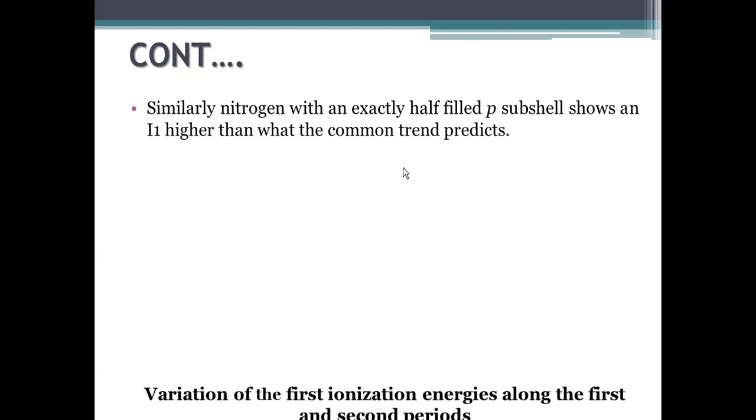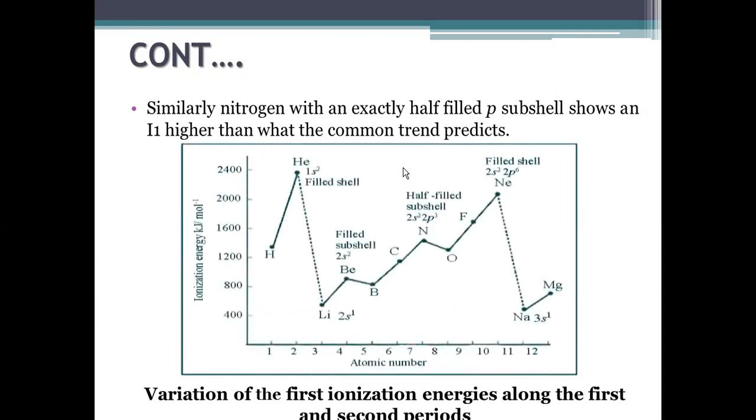The variation of the first ionization energy along the first and second periods is very important. Keep your eyes on it. I'm going to explain this one by one. I need a red color. Look here. Hydrogen is 1. Helium shows the highest ionization energy because of the filled shell. Then it drops down again, and we start, according to the period, with lithium. You have the lone electron in 2s. Again, beryllium shows 1s2, 2s2, the filled subshell.